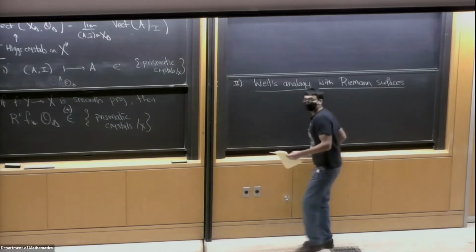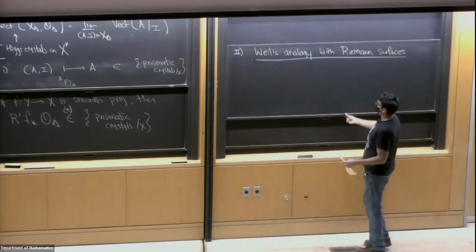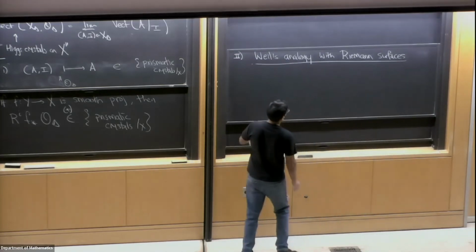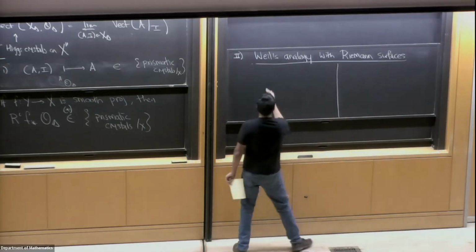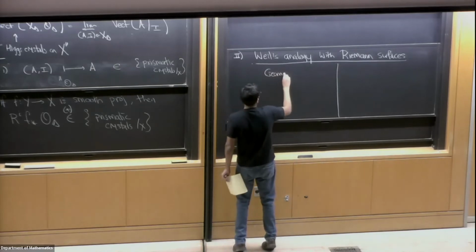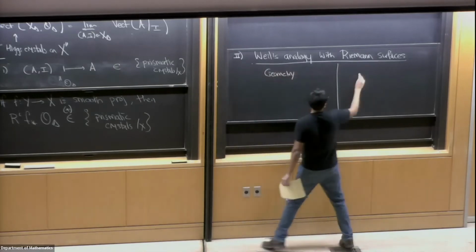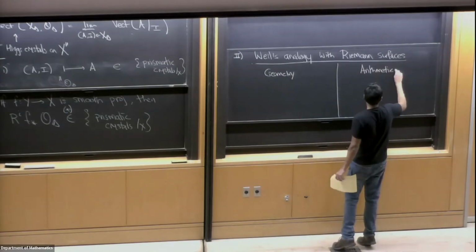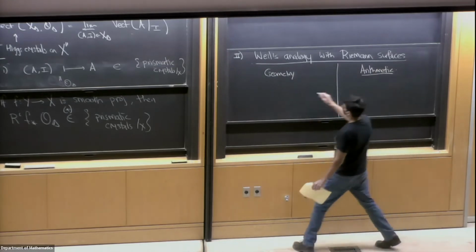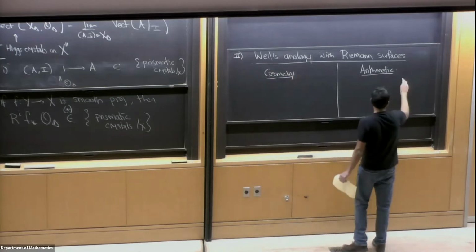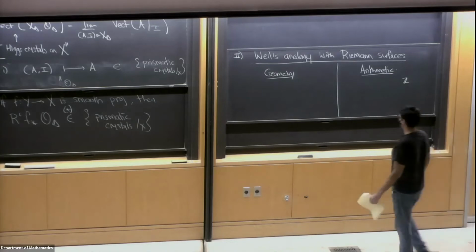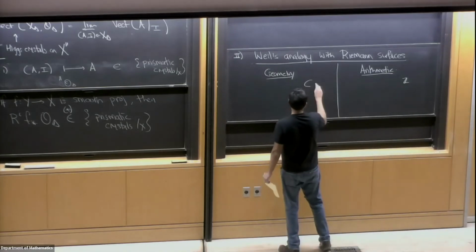Okay, so probably a lot of people in the audience have seen this before, but I know there are some students. So let me try to draw a table. So here's the geometric side, and here's the arithmetic side. I'm going to just focus on the simplest case. So the integers. And then on the geometric side, that corresponds to a Riemann surface, C.